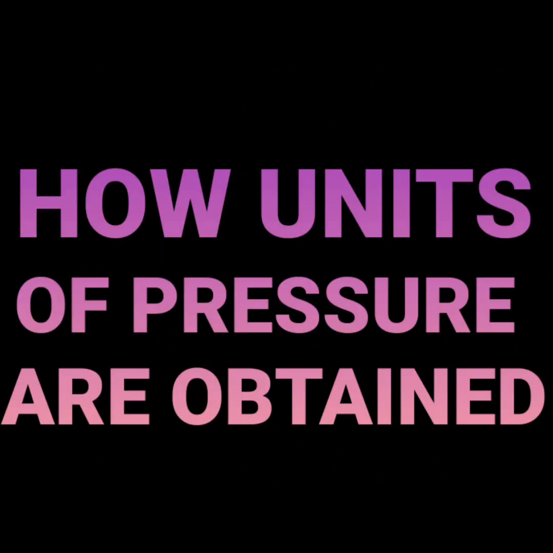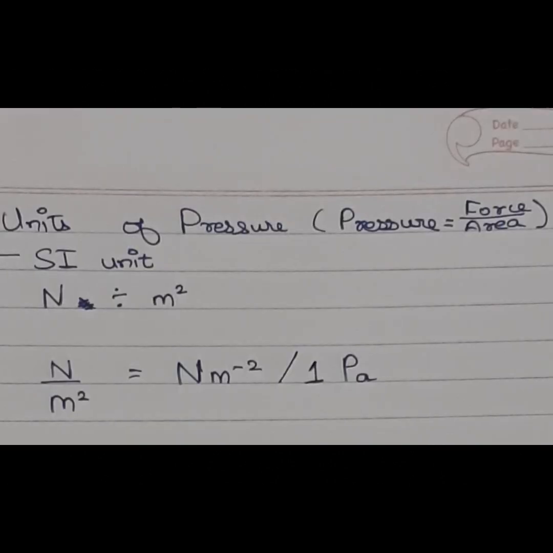Let us now see how the SI unit of pressure is obtained. For this, we must know that pressure is equal to force upon area. The SI unit of force is Newton and the SI unit of area is meter square. So, when we divide these two units, according to the laws of exponents, it will give us Newton meter raised to the power of -2, which is equal to 1 Pascal.